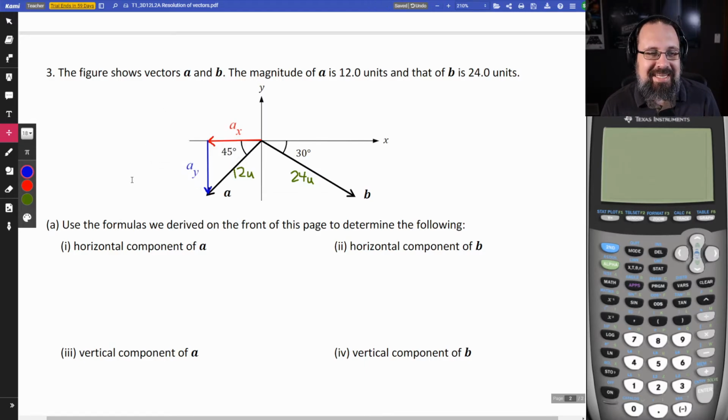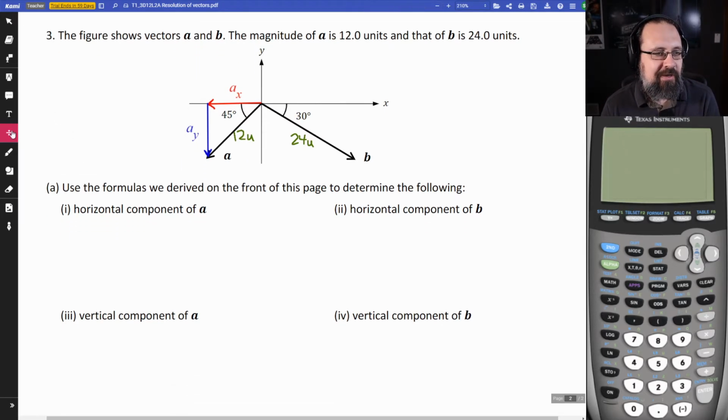Okay, so what I seek now is how many units is AX and how many units is AY. Given that the original vector A was 12 units, what will these be? Well, we know a little bit about right triangles, that the sides of a right triangle are always less than the hypotenuse of the triangle. So we should expect to find answers that are less than 12.